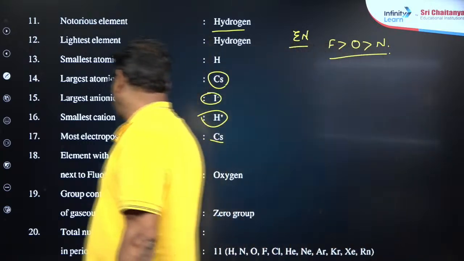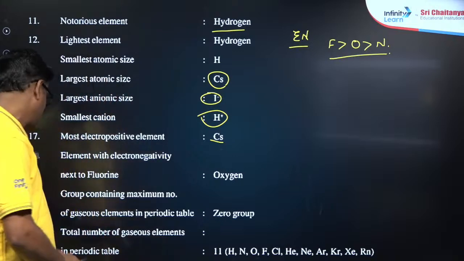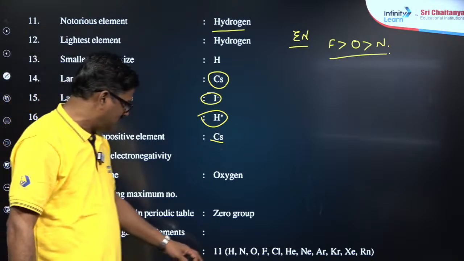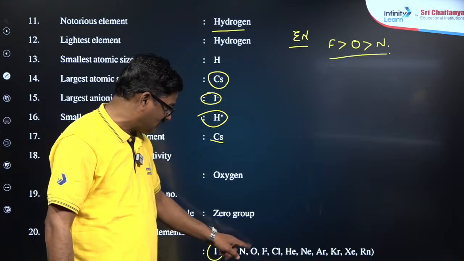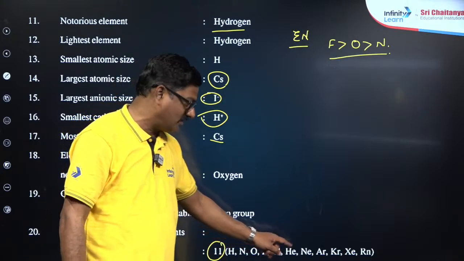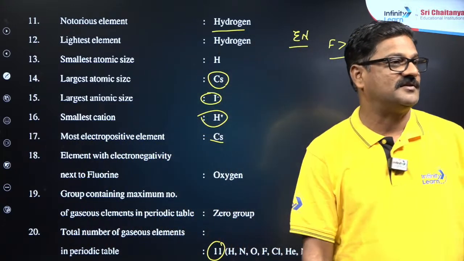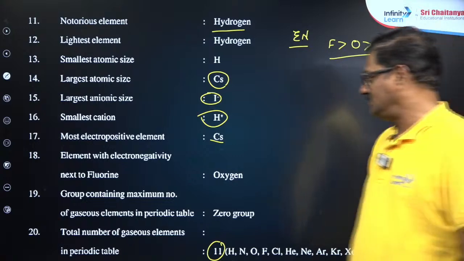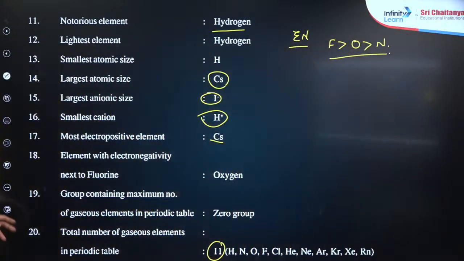Okay, and the total number of gaseous elements you can see in the periodic table: total number 11. Hydrogen, nitrogen, oxygen, fluorine, chlorine, helium, neon, argon, krypton, xenon, radon. Total 11 elements are present, right? Next, 20.